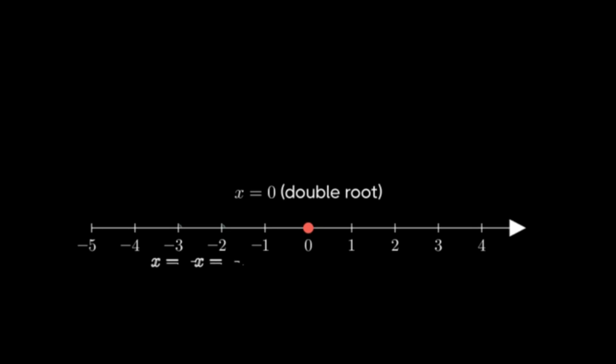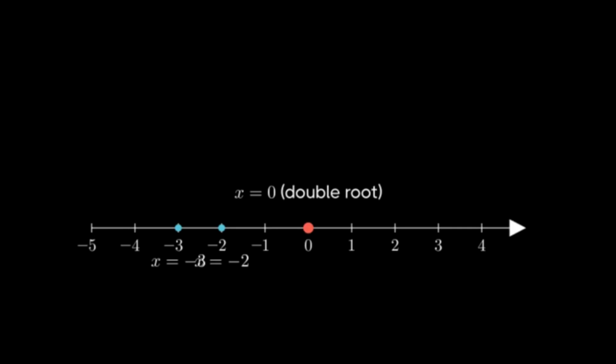A visual way to understand the difference between our equation and the standard quadratic is to plot their solutions on a number line. For our original equation, x squared minus 9x squared equals 0, we have a single solution at x equals 0. However, this solution has a multiplicity of 2, meaning it appears twice in the factored form, making it a double root. In contrast, the standard quadratic equation x squared plus 5x plus 6 equals 0 has two completely different solutions: x equals negative 3 and x equals negative 2. Each of these roots appears only once in the factored form, making them distinct roots.